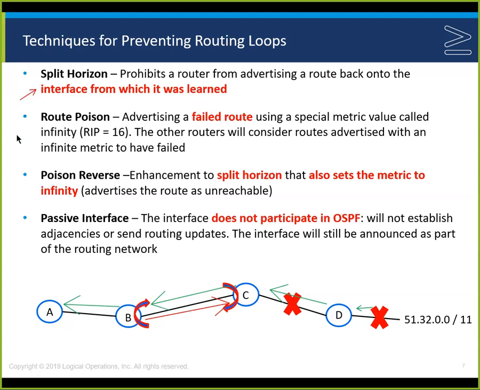Split horizon: you can't tell me something that I told you. You can't tell me about a route that I told you. Route poisoning: infinity, not available. That's what this one should be marked as here. Poison reverse: regardless, I'm going to set the infinity and advertise it as infinity. And a passive interface: I just don't want to play. I don't want you to play in the routing game.